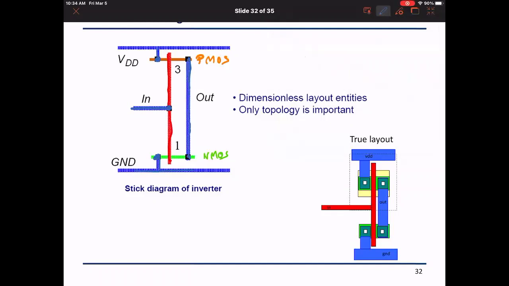So it's very important for you to be comfortable with how to draw the stick diagram of the inverter. First, it is dimensionless. Then it really explains to me how I'm going to draw more complex gates in a compact fashion before I worry about the different design rules and how wide and how thick the wire is. It's only the connections, the node connections.